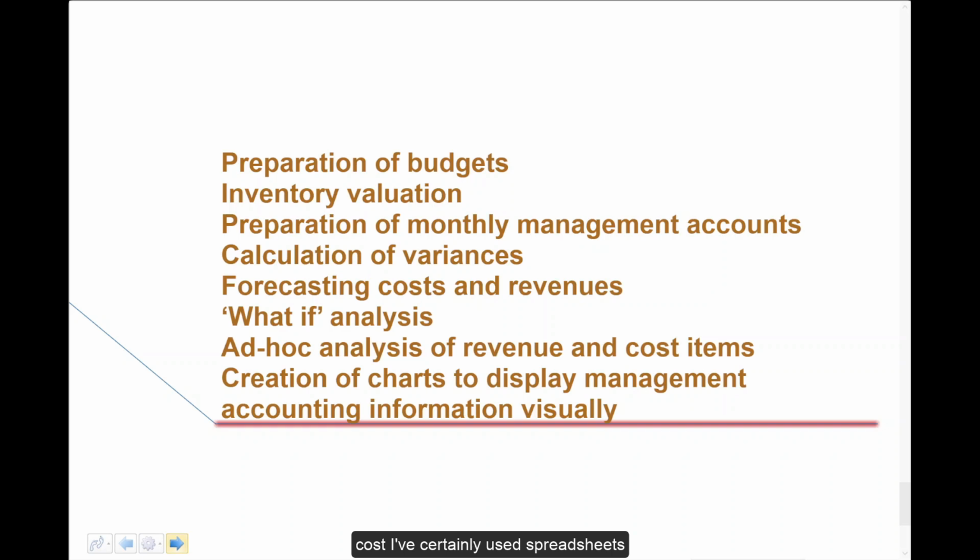I've certainly used spreadsheets extensively in business planning to prepare cash flow forecasts and forecasted profit and loss and balance sheet, which is particularly useful. Indeed, over and above that, something we haven't mentioned, the creation of charts to display management information visually. That's something that is very, very relevant. It's sort of akin to data visualization, which has become a buzzword in recent years.